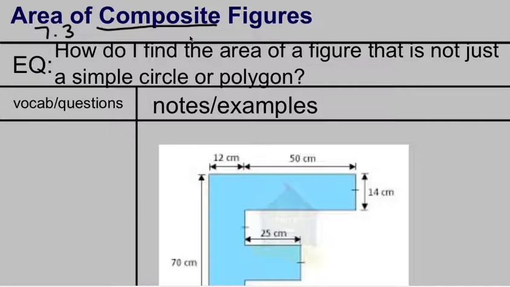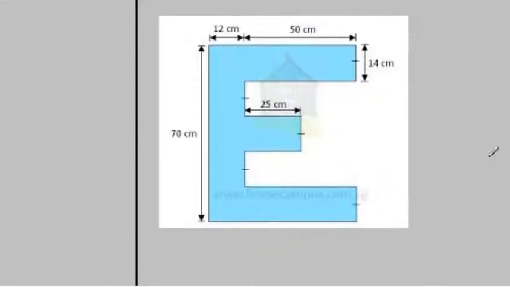So our question is, how do I find the area of a figure that is not just a simple circle or a simple polygon? In this example, we happen to have the letter E. It's a nice block letter E, and I want to figure out what is the area of the blue section. I started off with what I believe to be a fairly easy question, because it's dealing just with rectangles.